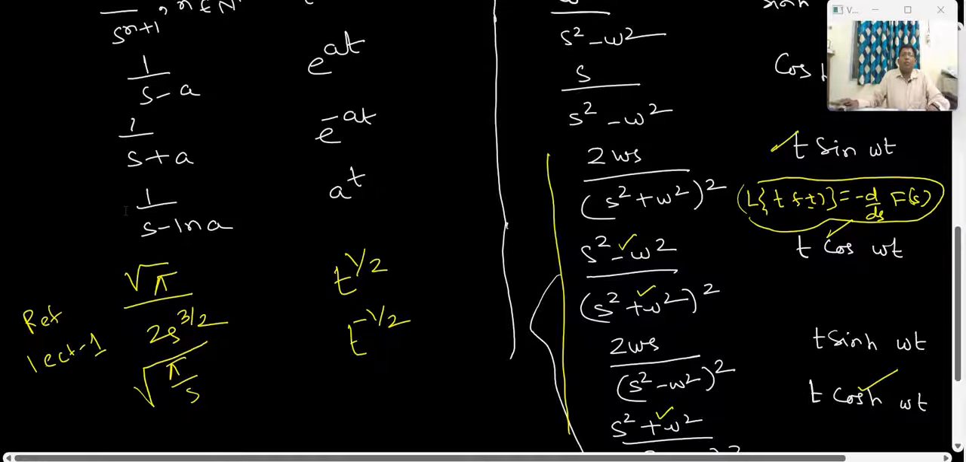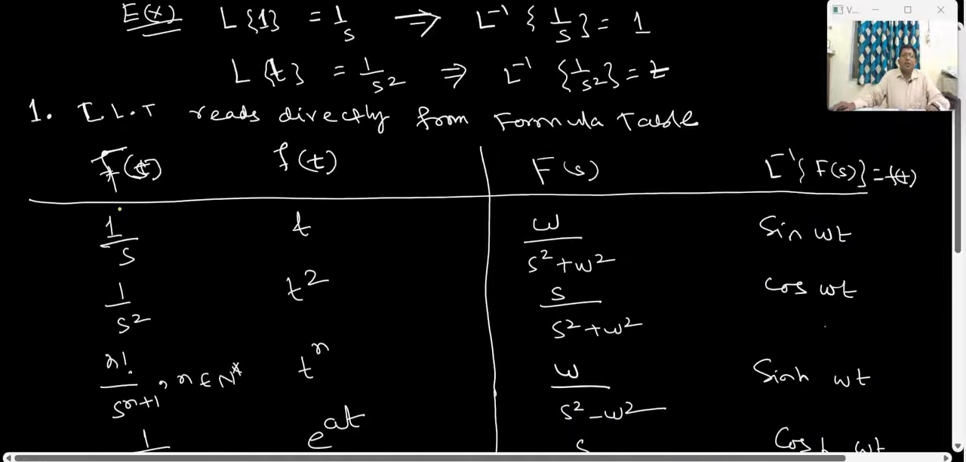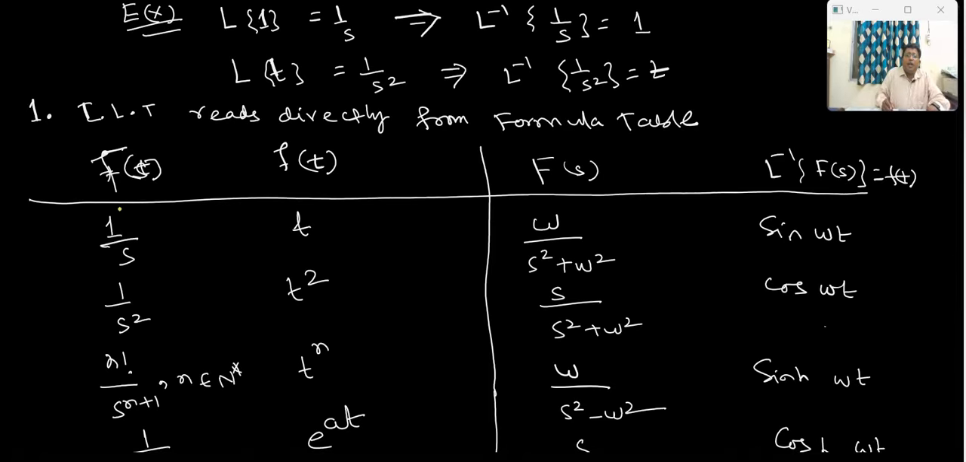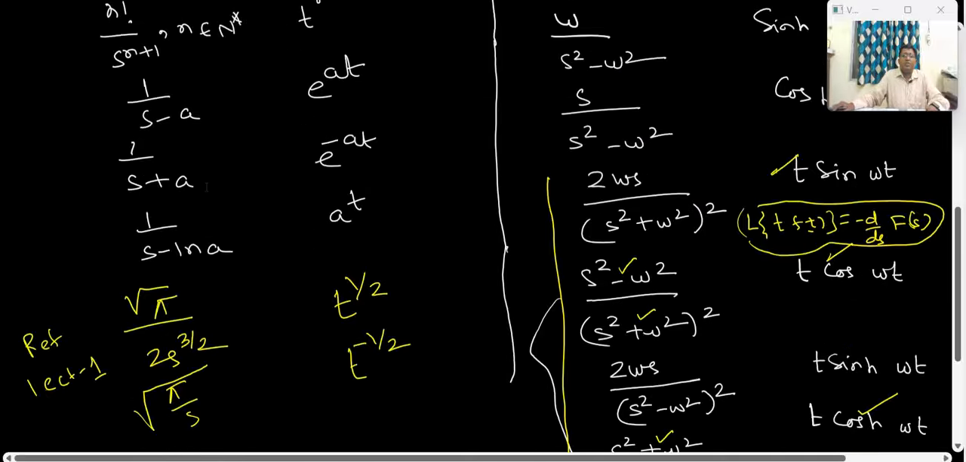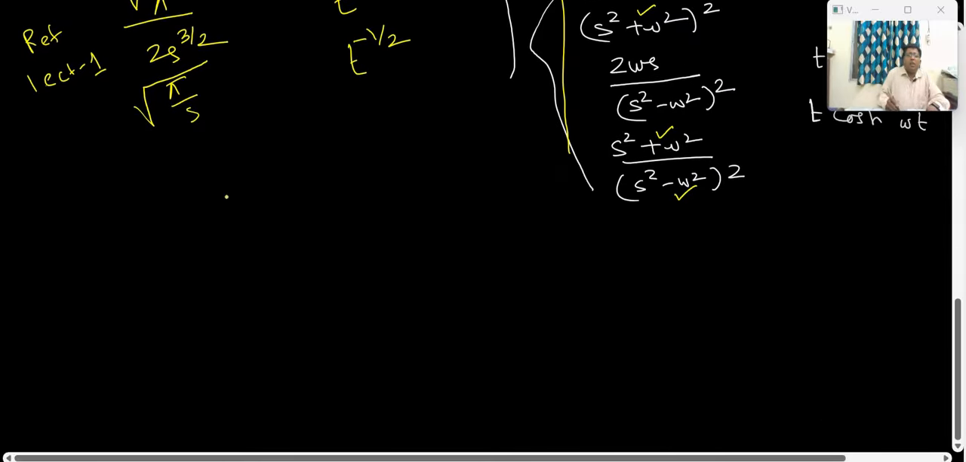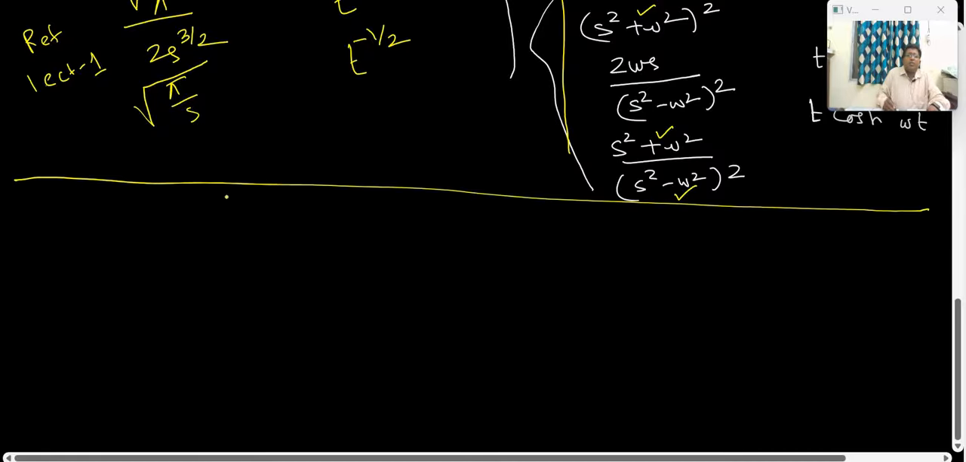Clear? So the first aspect is you read directly from the formula table. Now coming to the second aspect of finding the Laplace inverse. The second aspect is to find the inverse Laplace transform with a little adjustment.